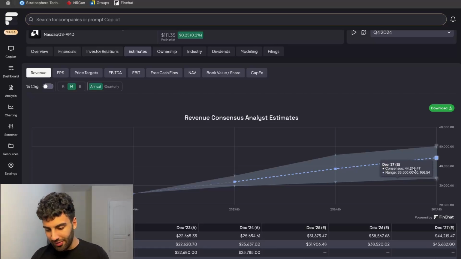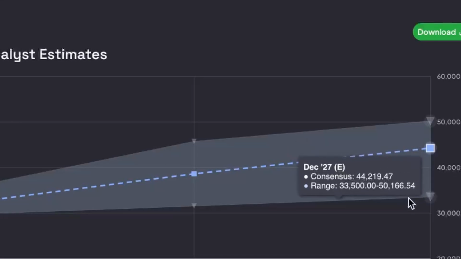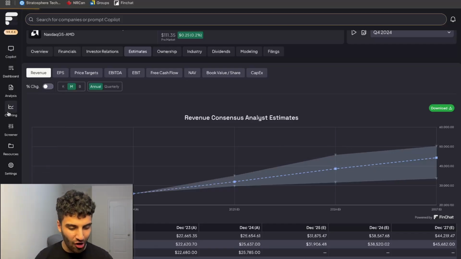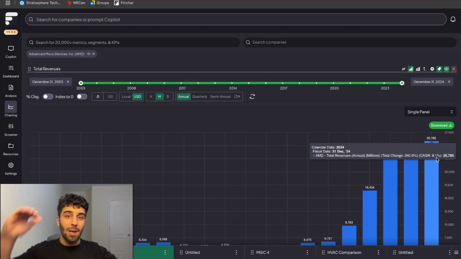And then it even gets worse when you look out 2-3 years. For example, for 2027, they're projected to do on the low end, get this, 33 billion in revenue, and on the high end, 50 billion in revenue. So let's go back to the charting. Currently they're doing 25, so they're expected to either moderately grow their revenues over the next 3 years, or quite literally double their revenues. That is a massive, massive range of possibilities.